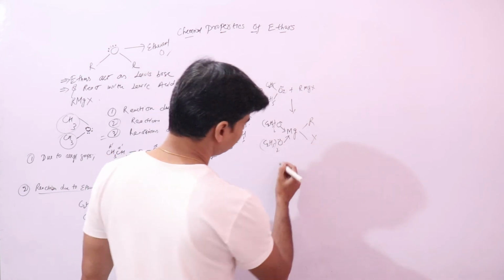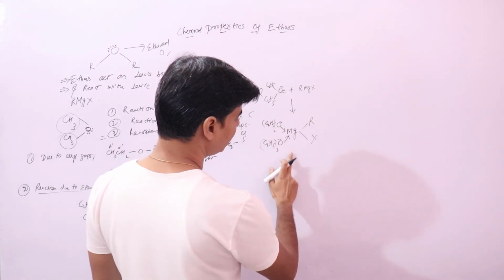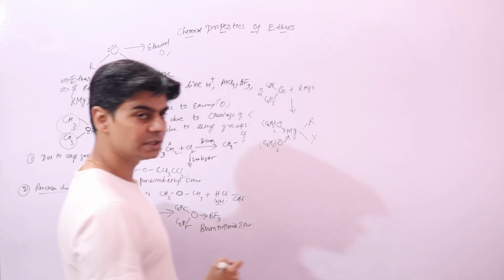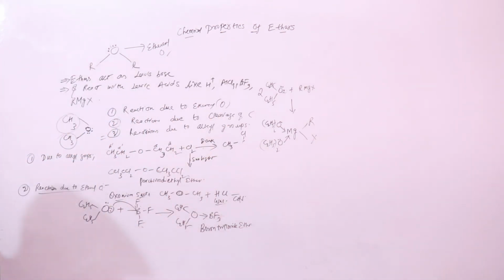Due to this reaction only, your Grignard reagents are soluble in ethers, right? And that is why they are prepared in ethers. They are prepared in ethereal solutions, right? This is an important reaction. So Grignard reagents, we know that these are highly unstable compounds, and these Grignard reagents get stable in your ether, right? When you dissolve them in ether, they will get stabilized.